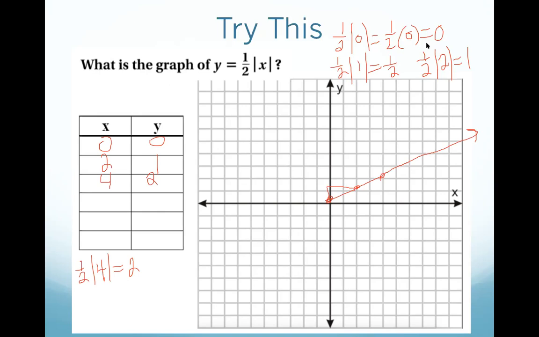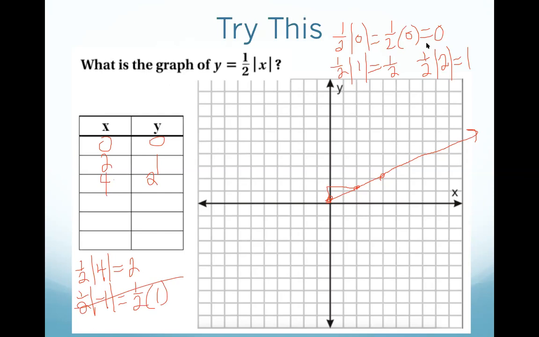Okay, what happens if I put in negative numbers? Remember, we always want to try positive and negative numbers. So notice 1 didn't work. Do you think -1 will work? Probably not. Let's see what happens. So -1. 1/2 times the absolute value of -1 is 1/2 times 1, which is a fraction, so I don't want to do that. Let's try something else instead.